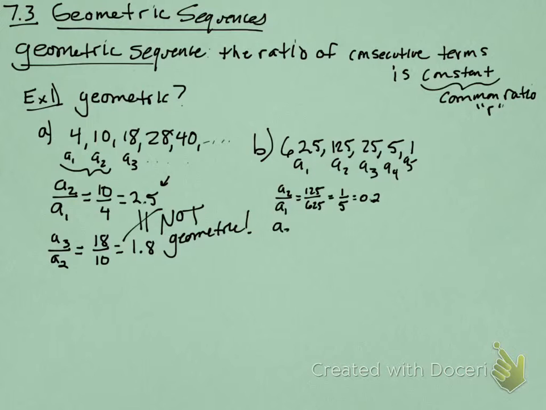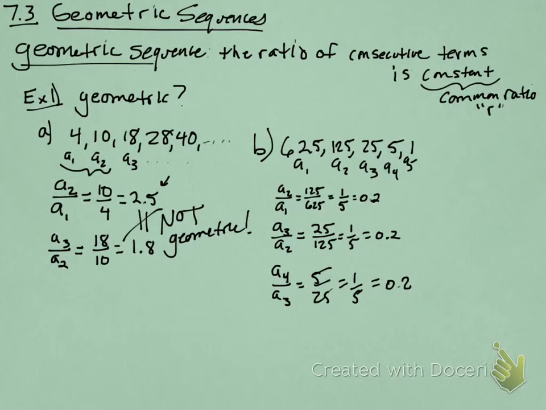Right now, we can't say whether it's geometric or otherwise because we have to check another couple of terms. Let's do a sub 3 over a sub 2. That's going to be 25 over 125, which reduces also to 1/5, which is 0.2. So far we're looking good for geometric. However, we have to make sure that all of the terms are completing that same ratio. Let's do a sub 4 over a sub 3. That would be 5 over 25, which is 1/5, which is 0.2.